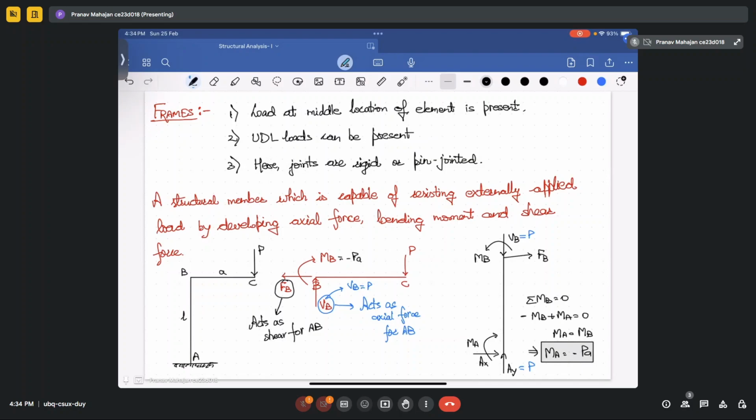This is how you will solve the problem of frames to determine the bending moment and shear force at different members along its length. If you are taking along the length, it will be the axial force. If you are taking the transverse load, it will provide you the shear force and different moments that are generated due to the external load applied over the frame structure.